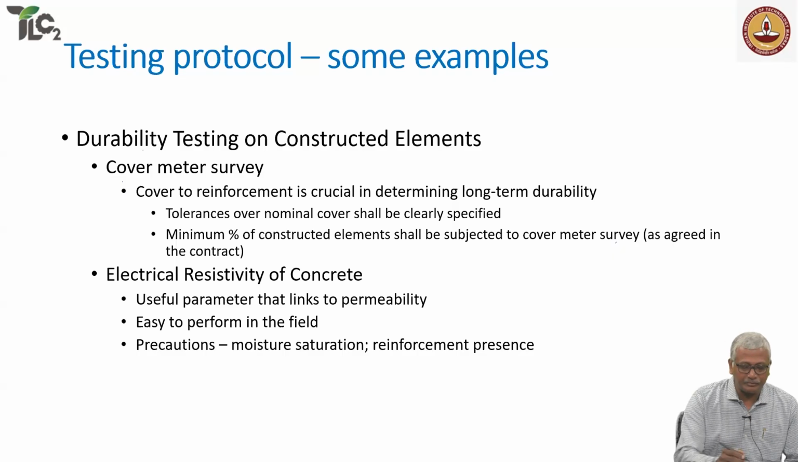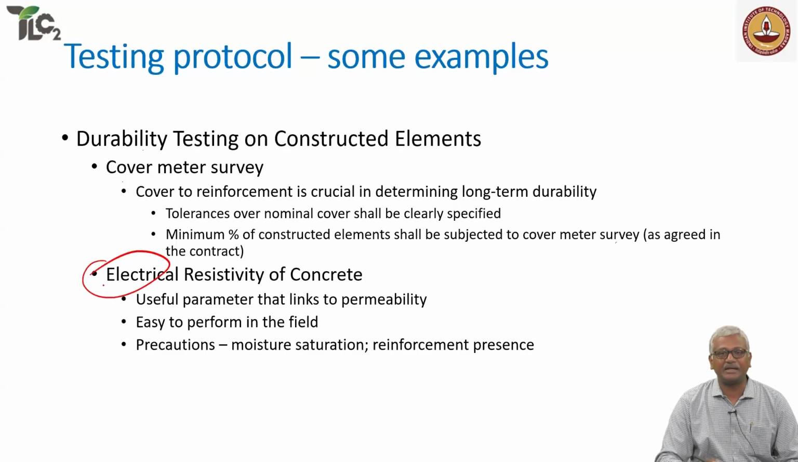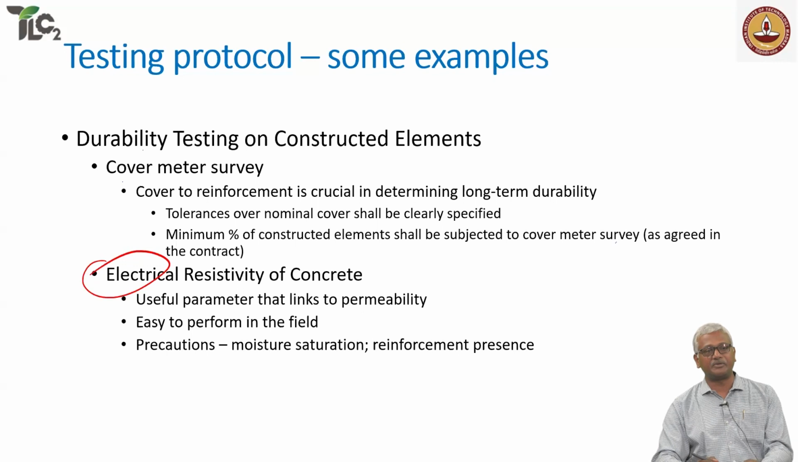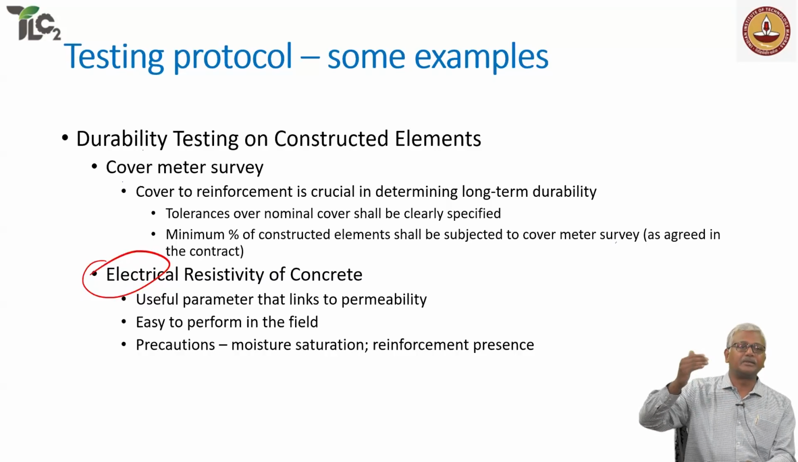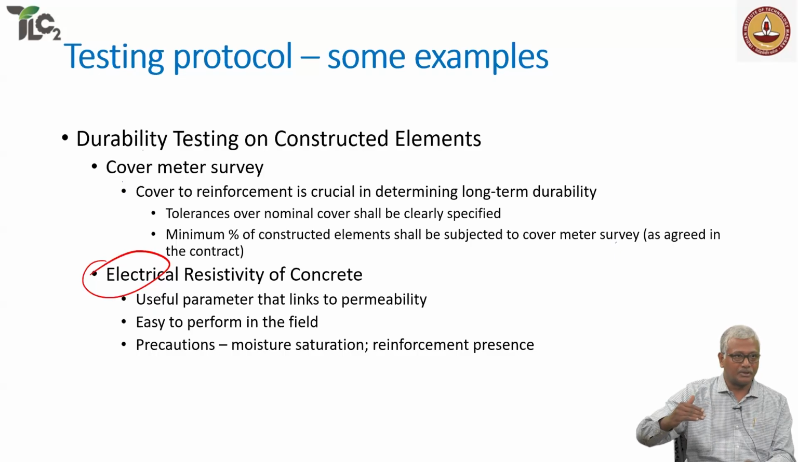The other test method that is actually getting a lot more useful is this electrical resistivity measurement on the concrete. Because it's non-destructive, it can be done very quickly, and you can get an estimate fairly quickly on the actual construction site. Now, you know very well that concrete has porosity, and if moisture is in the pores, it will lead to conductivity. So that means if your pores are connected, your conductivity is going to be high. In other words, the resistivity is going to be low. You also know that when the pores are connected, the permeability is high or durability is low.